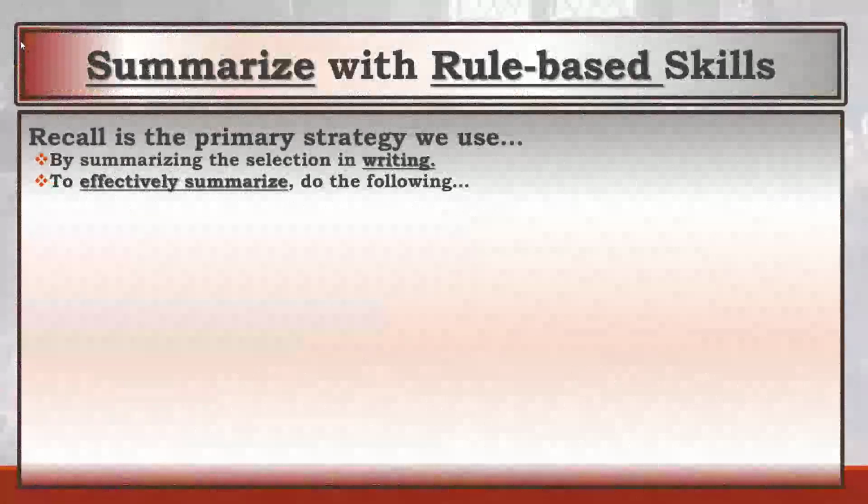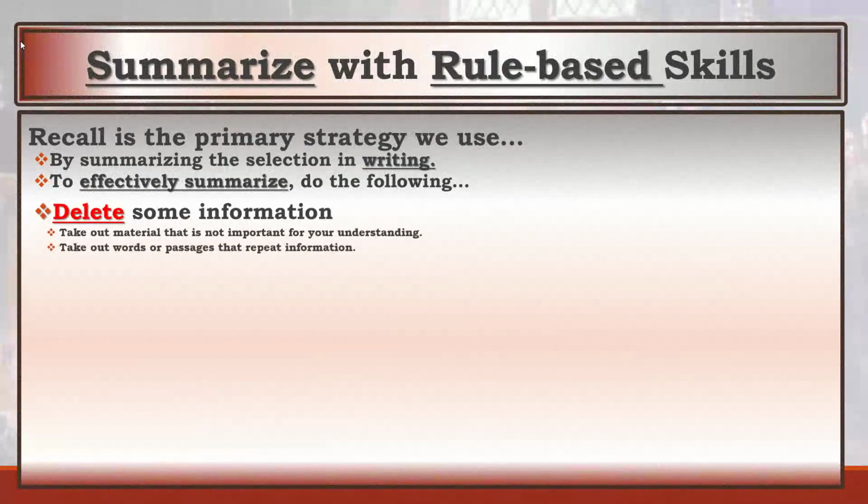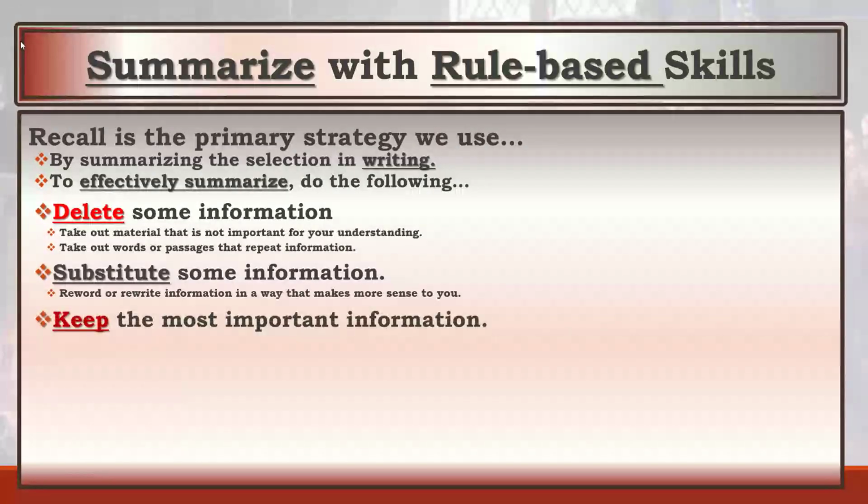We're also summarizing using our rules-based skills here, correct? Recall is a primary strategy we use here. We're summarizing the selection in writing. Remember, to effectively summarize we're using these three strategies: delete some information, substitute information, and keep the most important information. Delete, substitute, keep is the name of the day.